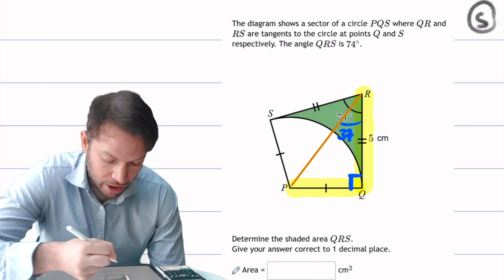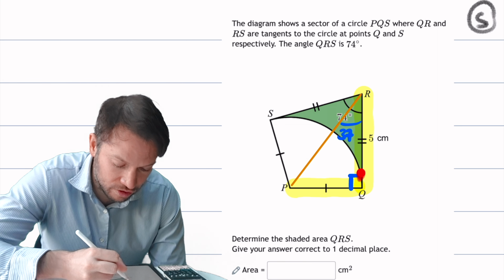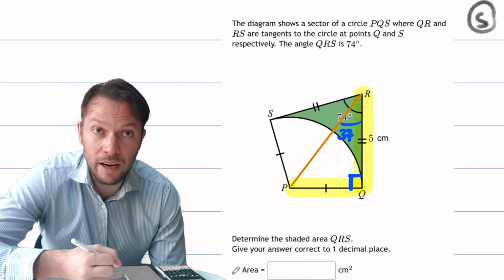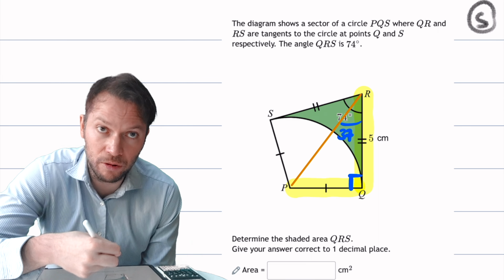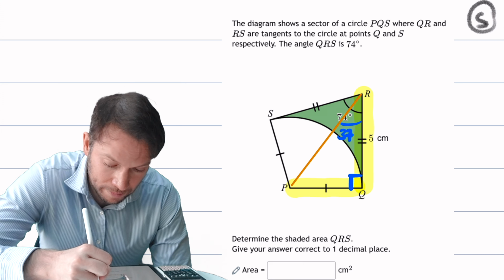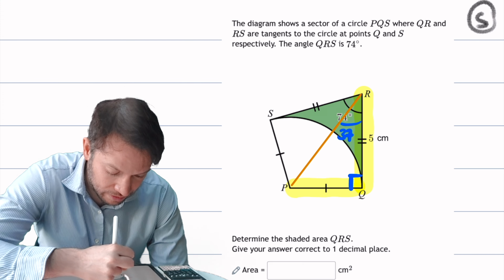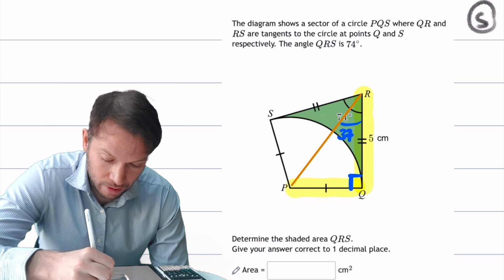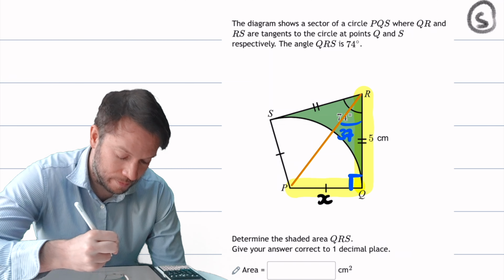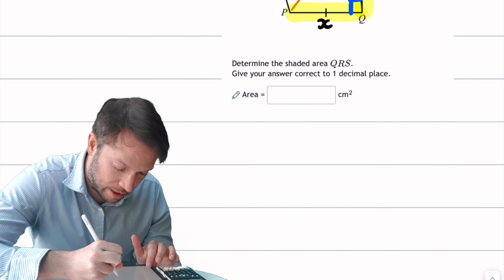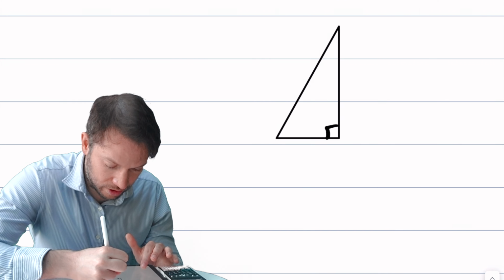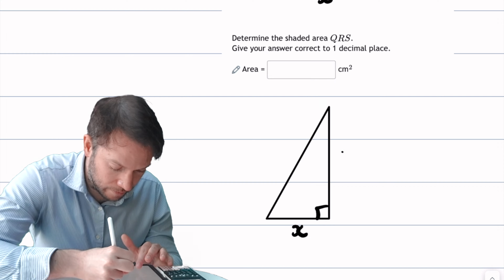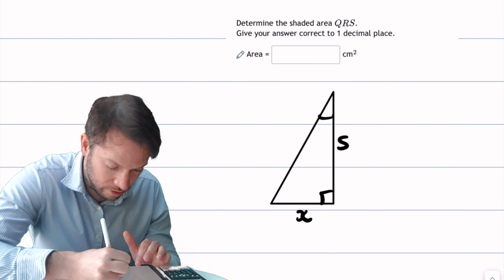Now, to find the area of the kite, we could just find the area of one of these triangles and double it. But to find the area of the triangle, we need the base and the height, because remember, the area of a triangle is half times base times height. So let's find this length here. We don't know what it is, so I'm going to call it x. Let's draw this triangle out separately. We've got the x at the bottom, we've got the 5 here, and we've got that 37-degree angle.